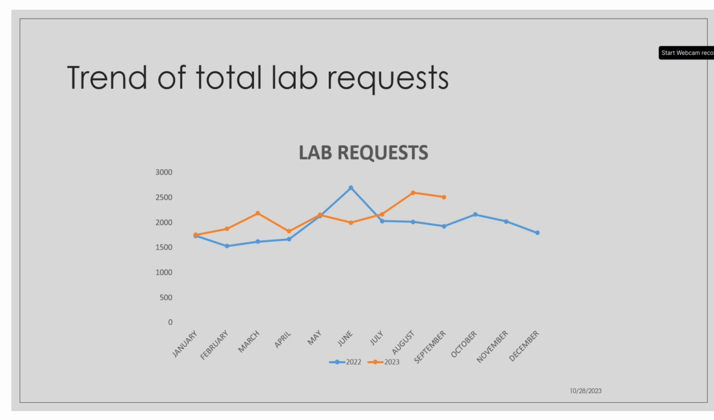So as a lab manager, you can have a look at your lab request, the trend. If it's reducing, then you can investigate further, or even you take the observation in the month of June, you can probe further and find out why there was a sharp increase in 2022 and then it is not so in this year.